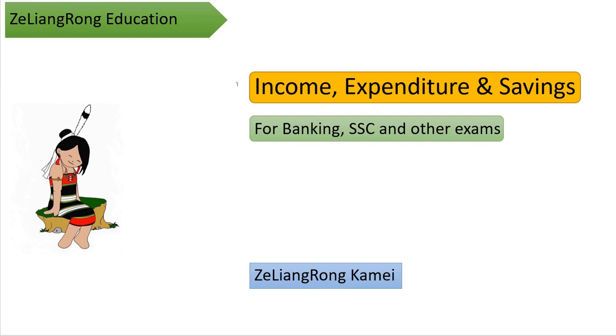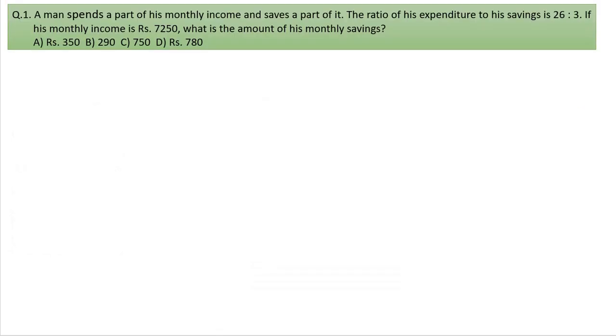Today we're going to discuss income, expenditure, and saving. Here in the first question, a man spends a part of his monthly income and saves a part of it. The ratio of his expenditure to his saving is 23 is to 3. If his monthly income is 7250, what is the amount of his monthly saving?